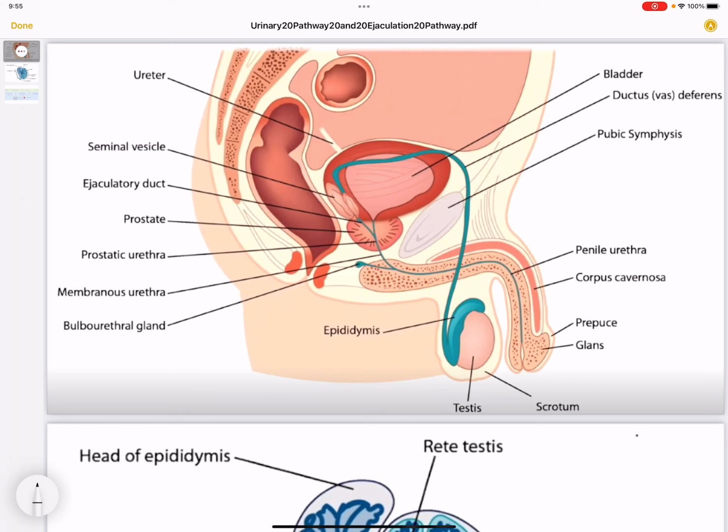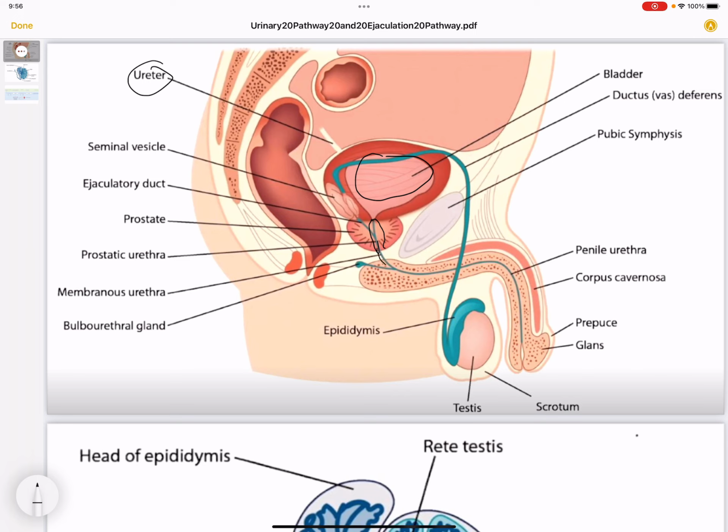Here is an overview of the urinary pathway and the ejaculation pathway. Now, the urine is produced in the kidneys. We have two kidneys, therefore we're going to have two ureters that are going to bring the urine to our bladder. Once the urine reaches our bladder, which is located over here, it is going to be taken out of the bladder and secreted out of our body through a tube called the urethra. Right, so this is considered the urethra.